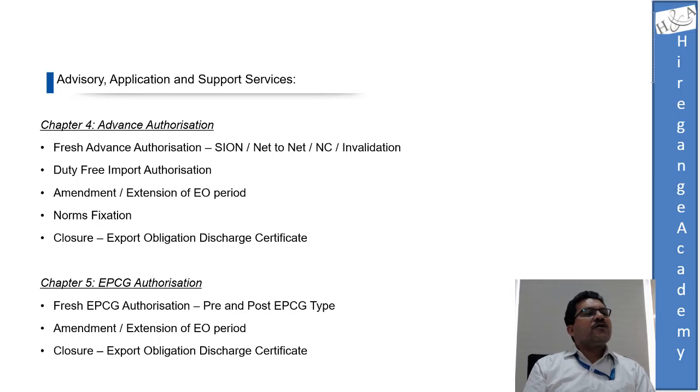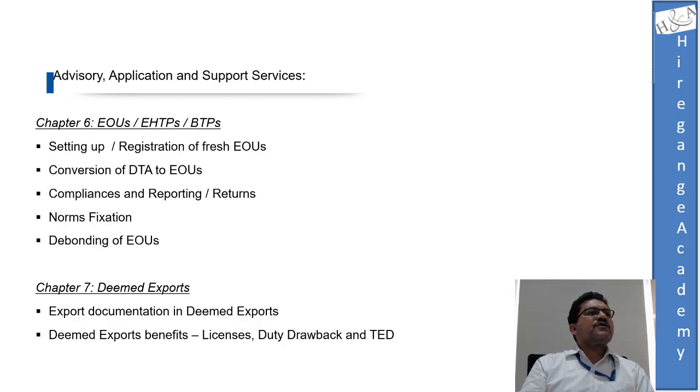Amendment again to that EPCG scheme or authorization with what one obtains, and extension of the export obligation, which also happens in cases where I have thought that I will be able to export X, but I am able to do only 0.2x or 0.5x. Then I need to get the time for export obligation to be extended. Like the earlier advance authorization scheme, the closure of the EPCG scheme is a very important aspect, and one must ensure that one gets a discharge certificate on that.